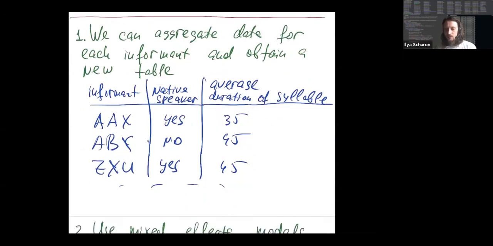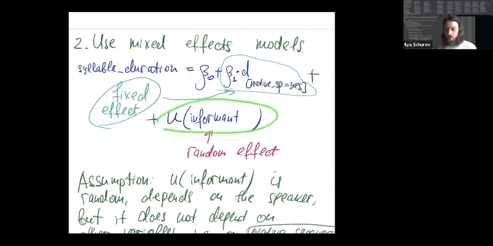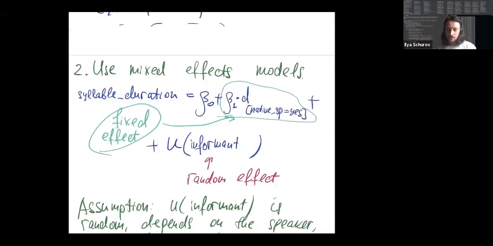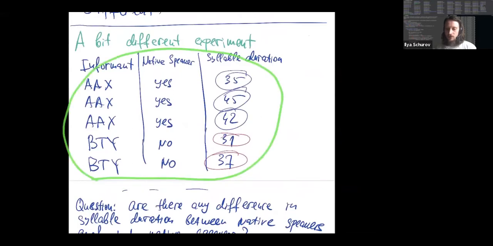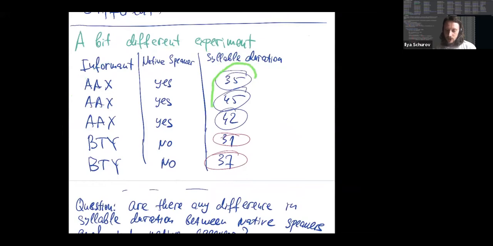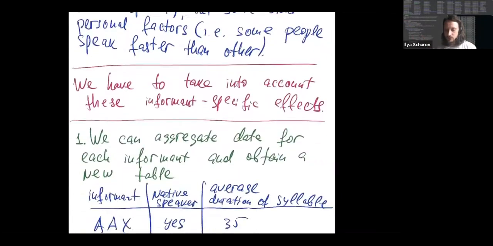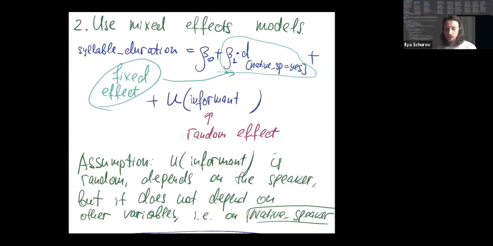So you have to include these kinds of variables if you have some hierarchical data like this. We have a hierarchy here. We have several observations that came from the same informant. And if you have this hierarchical experiment design, hierarchical data, then you probably have to take into account the structure of your data, the structure of the data generation process. This can be done by using this thing.